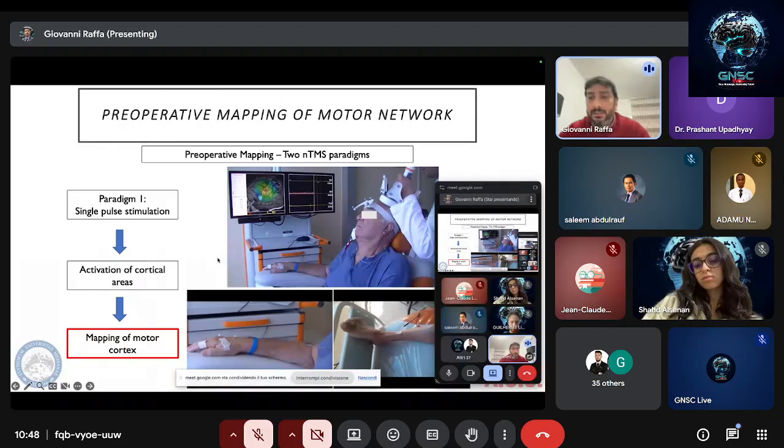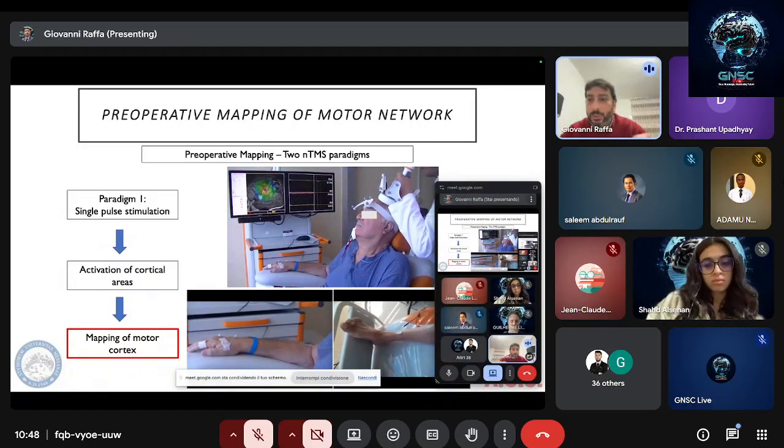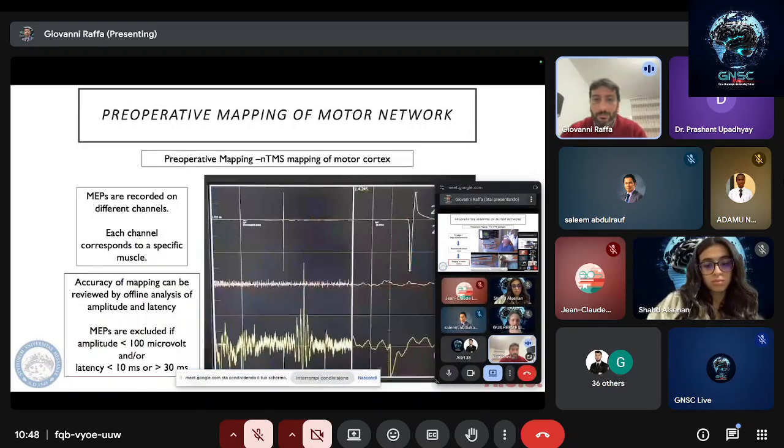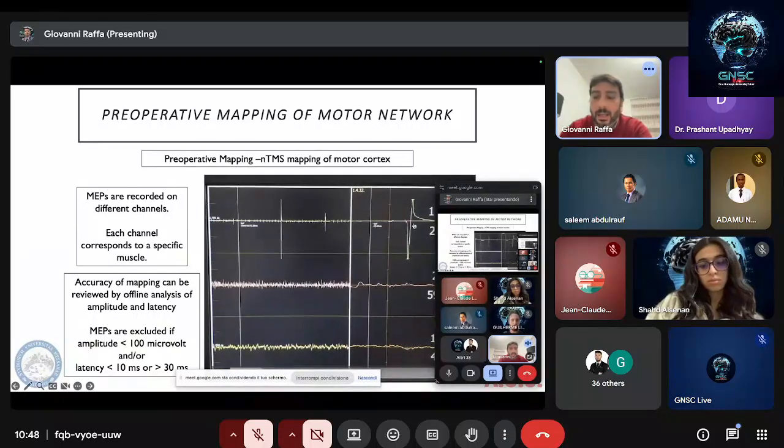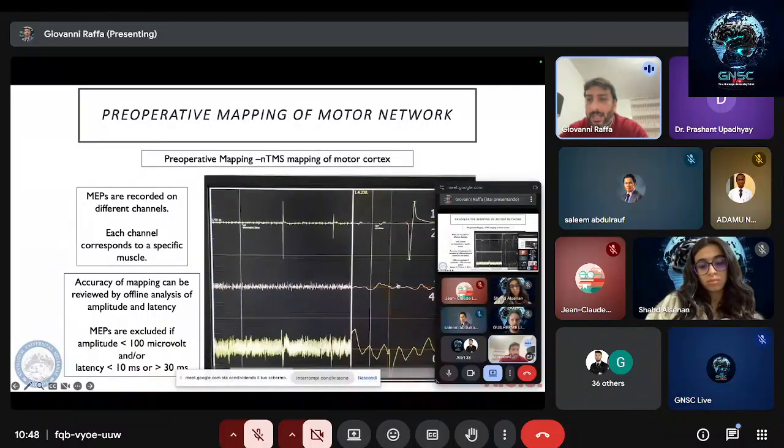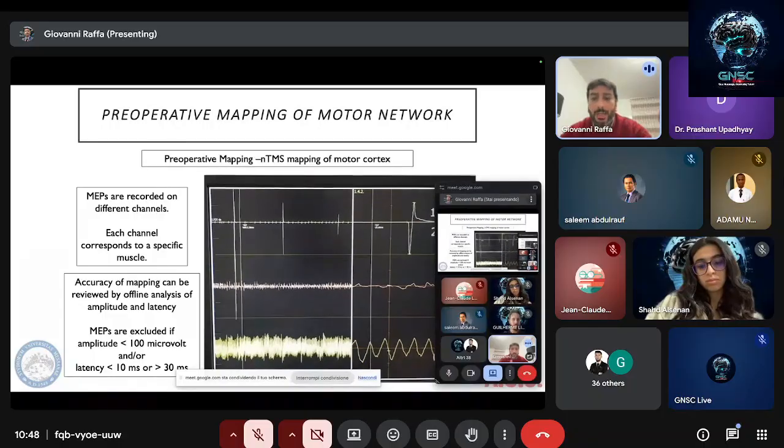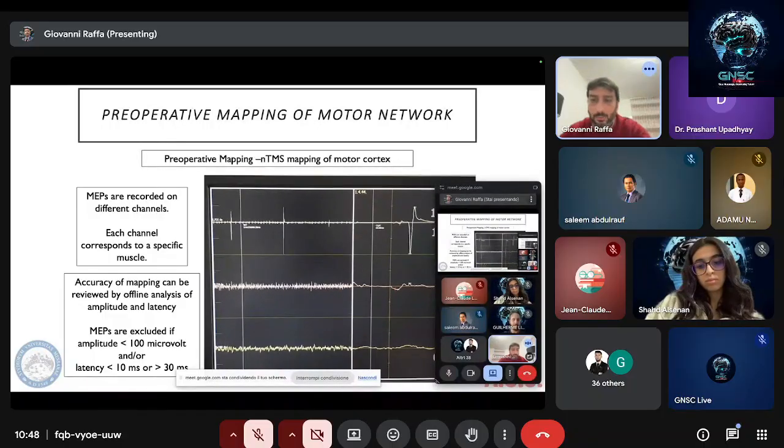The single pulse stimulation, in which we activate the cortex below the TMS, so we can, for example, activate the motor cortex and use a motor evoked potential that we can record exactly as we perform during surgery. We can also see the twitching of the muscles during stimulations, and these are the motor evoked potentials that can be recorded before surgery, so we can be sure that we are activating the motor cortex.